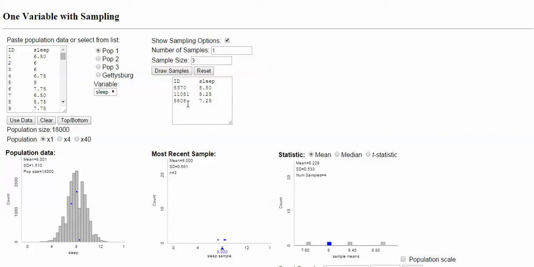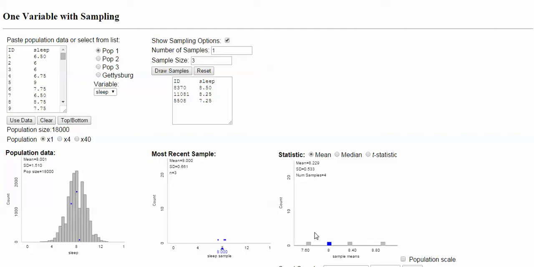This is now sample 4. So here we see the 3 people in sample 4. We see their sleep times. We see them right there, and we see that they have a sample mean of 8. So here we have the mean of sample 1, the mean of sample 2, the mean of sample 3, and the mean of sample 4.